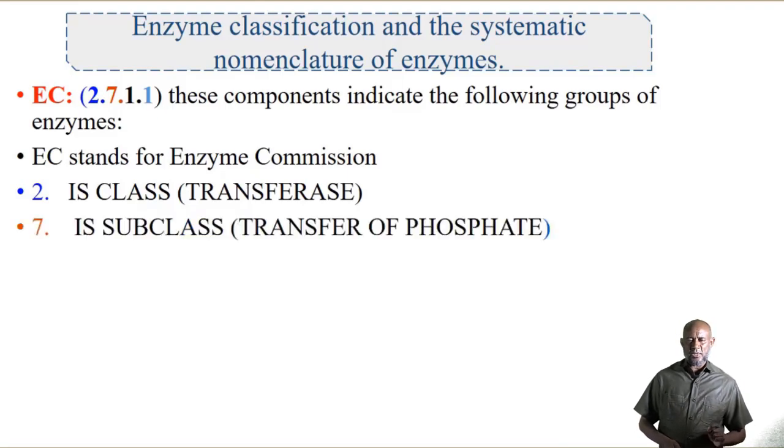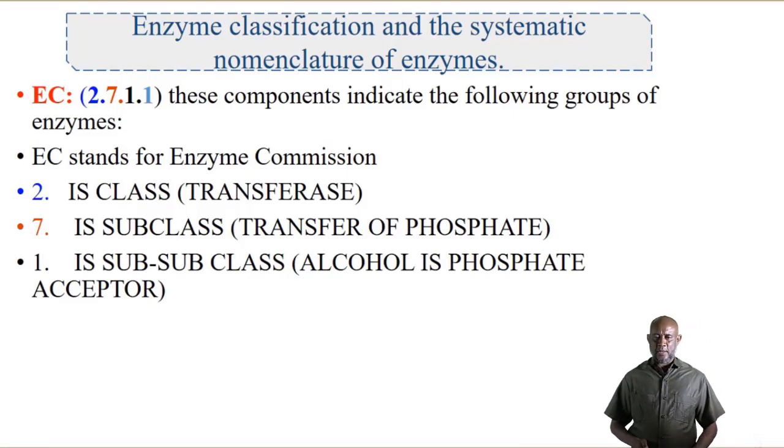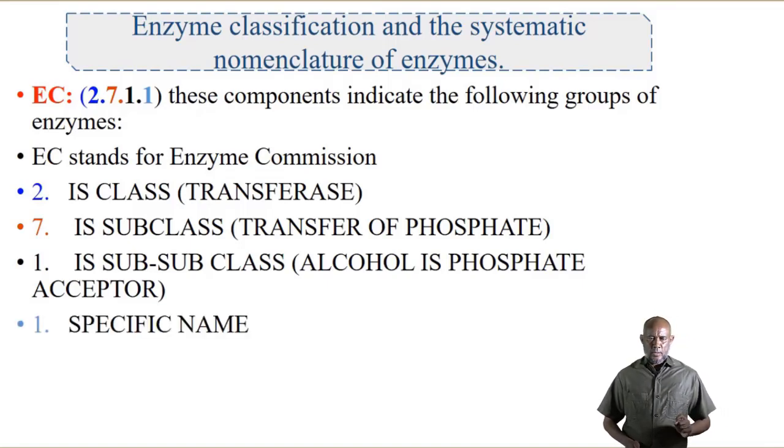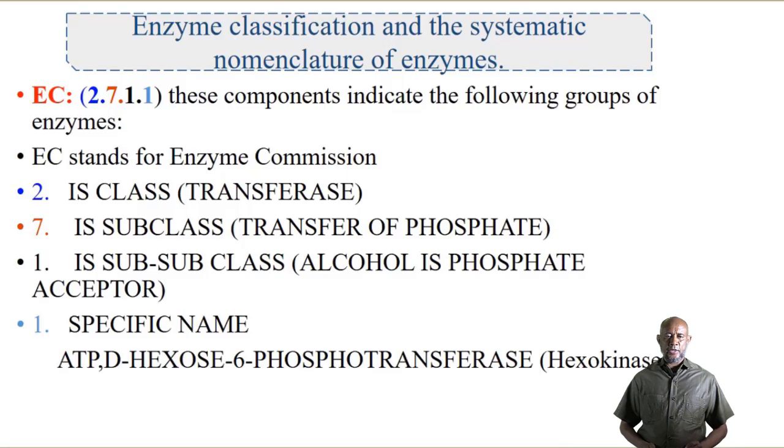What's 7? The second number is the subclass, which is said to be transfer of phosphate. The third number is the sub-subclass, which is alcohol as phosphate acceptor. Okay? Alcohol is the phosphate acceptor. And the last number is the specific name. The specific name, ATP:D-hexose 6-phosphotransferase, that is hexokinase. Therefore, each number represents a single name.